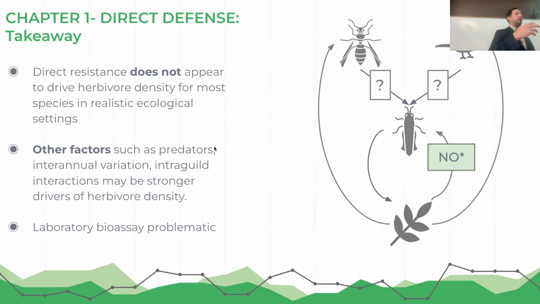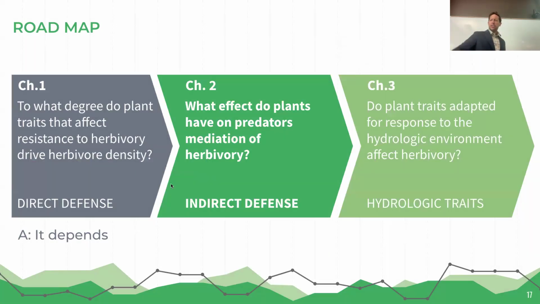And so then we ask questions like, what other factors might be involved in this? We're interested in looking at indirect defense, and we think maybe indirect defense is what's primarily driving this, or we might show evidence for that. So we then move on to chapter 2. In chapter 2, we're interested in the effect plants have on predators' mediation of herbivory, looking again at indirect defense.